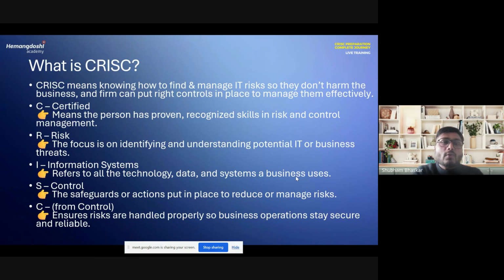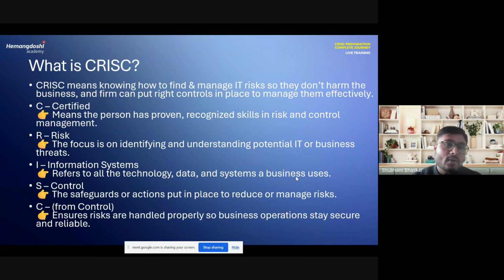Now, how do I break down this CRISC? Certified, as you know, means the person has proven their skills in risk and control management. Risk, as you are all aware, is how likely a threat is to exploit a particular vulnerability. There is a threat, the thief, and a vulnerability: your house is not locked, or your back door is open. The risk is that the thief, the threat, would successfully exploit the vulnerability, the open door, causing a potential loss of money and your favorite PlayStation.